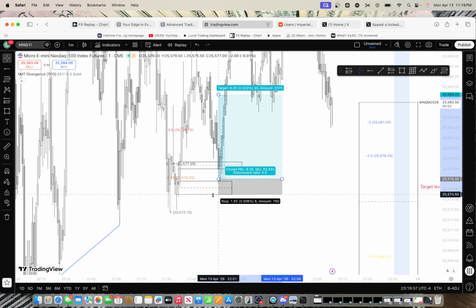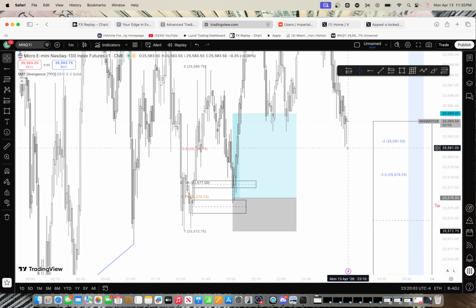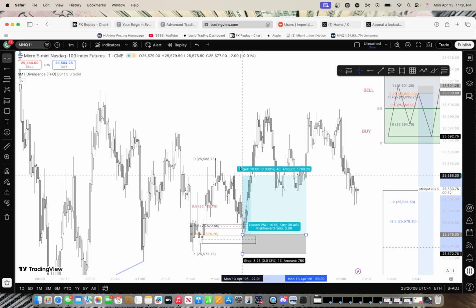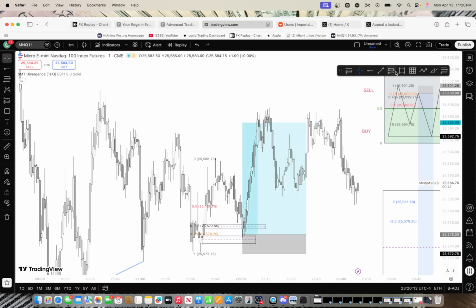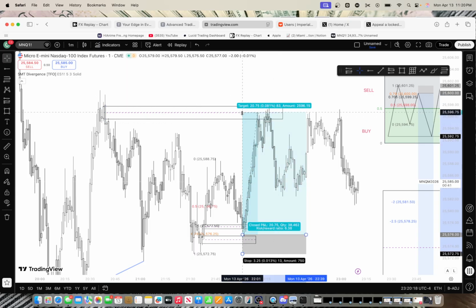But I like to do below a fair value gap or above a fair value gap or just a swing low. It doesn't matter, right? And then boom, look how much this trade ran for, right? Boom, all the way up here. You could target this order block. You could target the order block right here. You could target that order block. Boom, hits that perfectly, right?